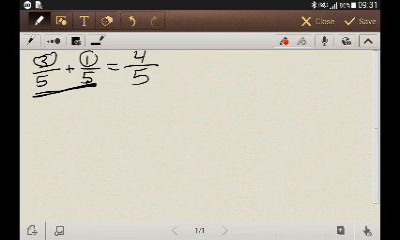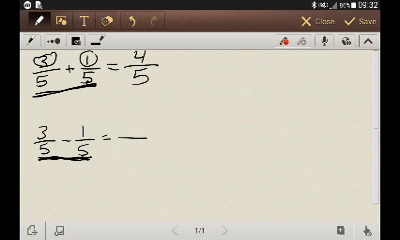And in subtraction, the same thing. 3 over 5 minus 1 over 5. I have to make sure that both denominators are the same. In this case, we have 5 here and 5 here. Yes, they're the same. I can simply subtract them. 3 minus 1 equals 2. 5 and 5, the same denominator goes down. This is your final answer.